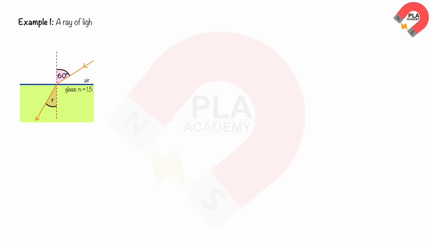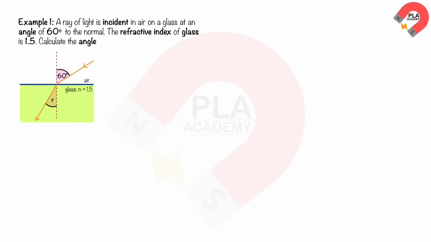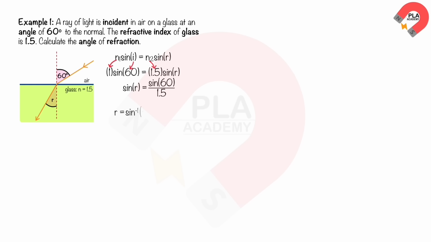Example 1. A ray of light is incident in air on a glass at an angle of 60 degrees to the normal. The refractive index of glass is 1.5. Calculate the angle of refraction. From Snell's law, substitute N1 equals 1 for air, I equals 60, and N2 equals 1.5 for glass. So, sin R equals sin 60 over 1.5. Then calculate R to get R equals 35.3 degrees.